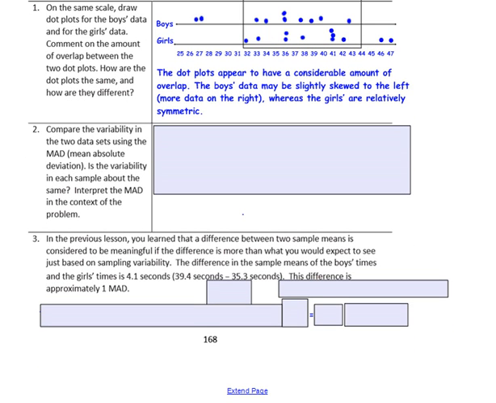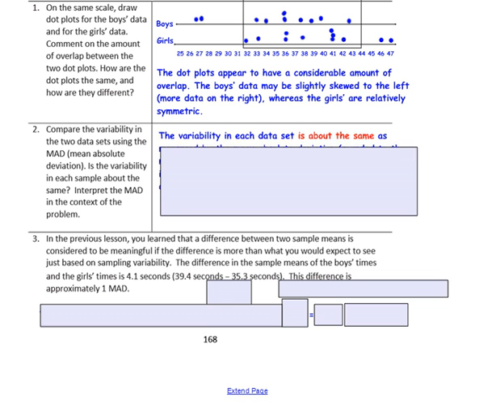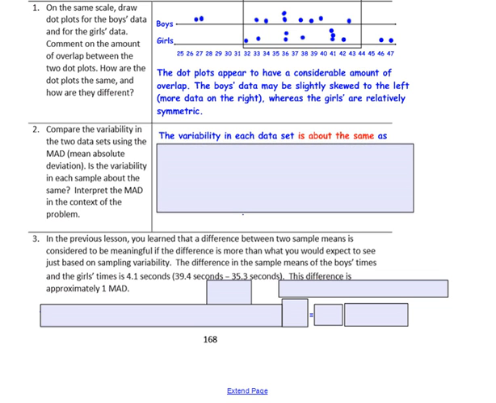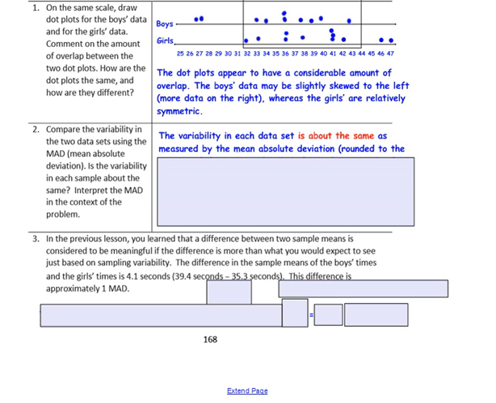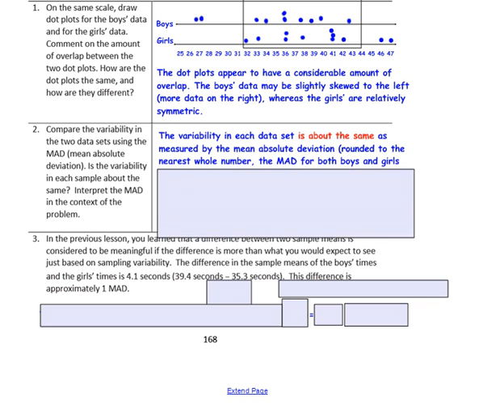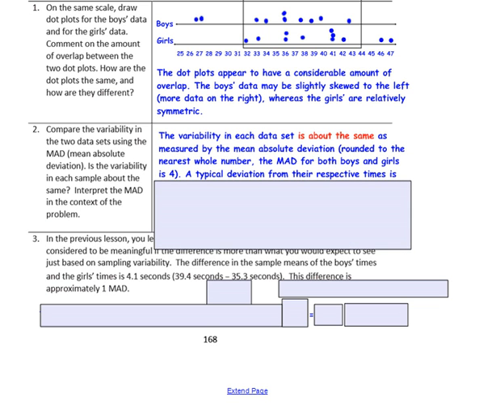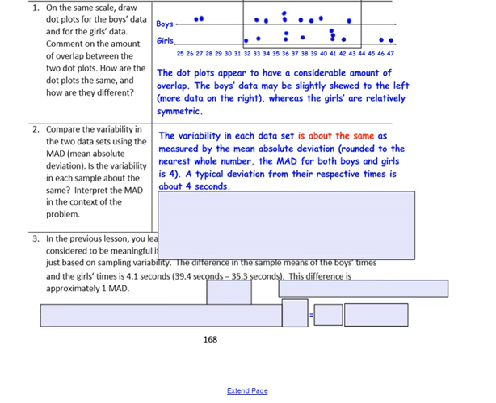Question 2. Compare the variability of the two sets of data using the MAD, mean absolute deviation. Is the variability in each sample about the same? Interpret the MAD in the context of the problem. The variability in each data set is about the same as measured by the mean absolute deviation, rounded to the nearest whole number. The MAD for both boys and girls is 4. A typical deviation from their respective times is about 4 seconds.